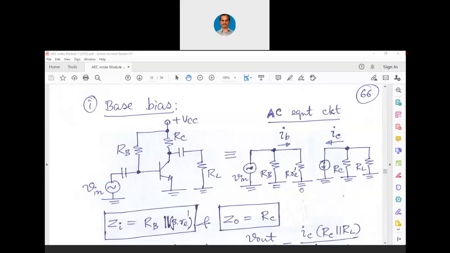Now, ideally, any amplifier should have very high input impedance, very low output impedance, very high voltage gain, very high current gain, and very large bandwidth. Please remember these 5 points.